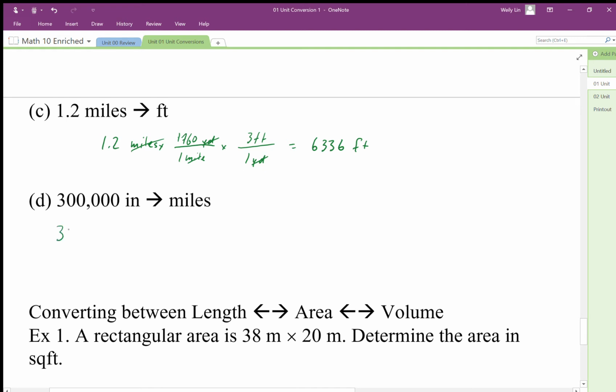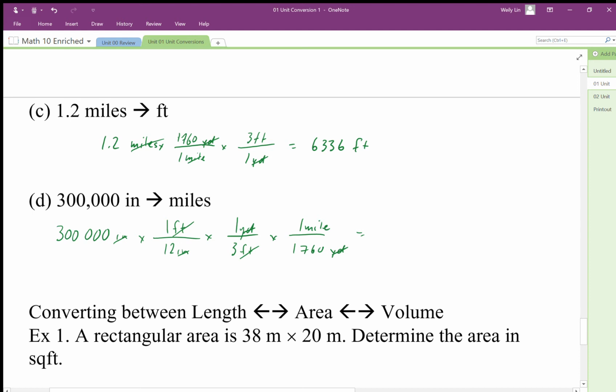Okay, so let's try 300,000 inches. We're going to convert this to feet first. So we have 12 inches on the bottom, 1 foot on top. Okay, so those cancel out. We're going to convert feet to yards. So we have 3 feet on the bottom, 1 yard on the top. Cancel those out. And we want to convert yards to miles. So we're going to have yards on the bottom, miles on top. Okay, and then looking at my unit analysis, I should be left with miles.